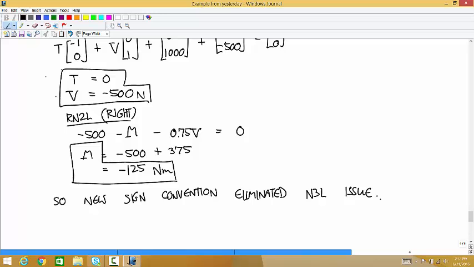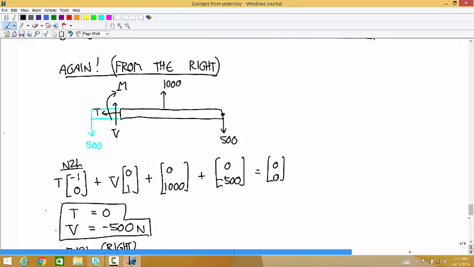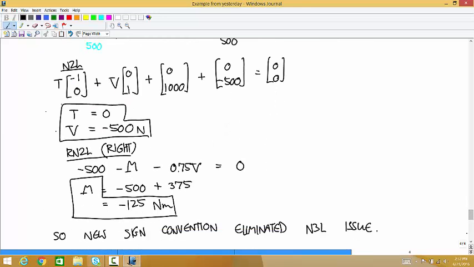Yep. Where do we get the negative 500? That was from the 1,000 Newton force acting up with a moment arm of 0.5. How come, I see you've been doing this the whole time, but why doesn't the M have a moment arm? Because it's just a couple, so it's just a pure moment.